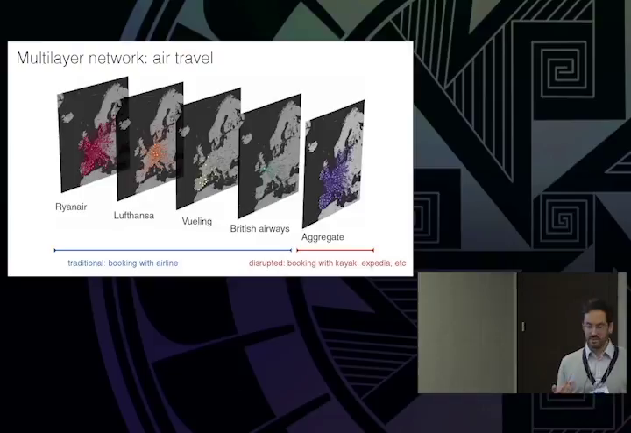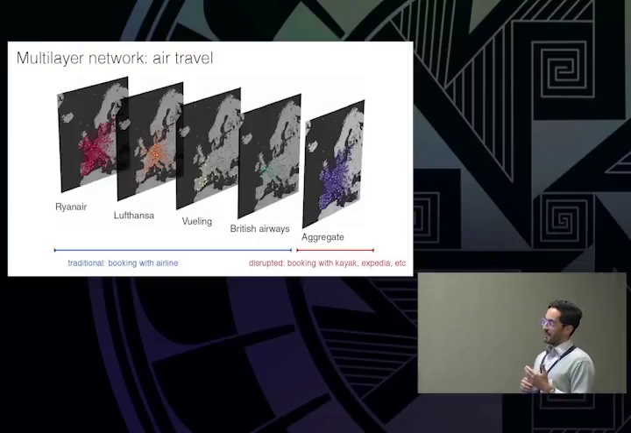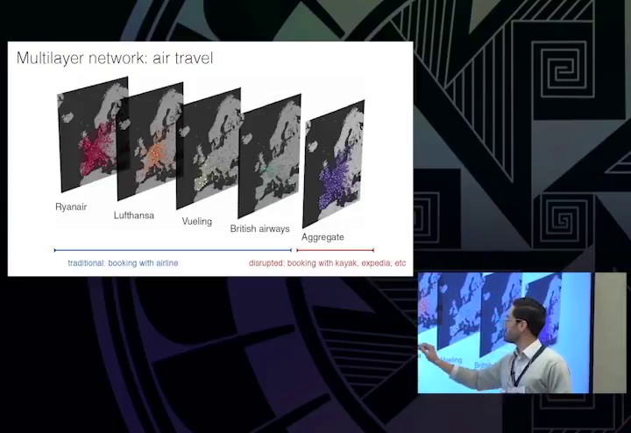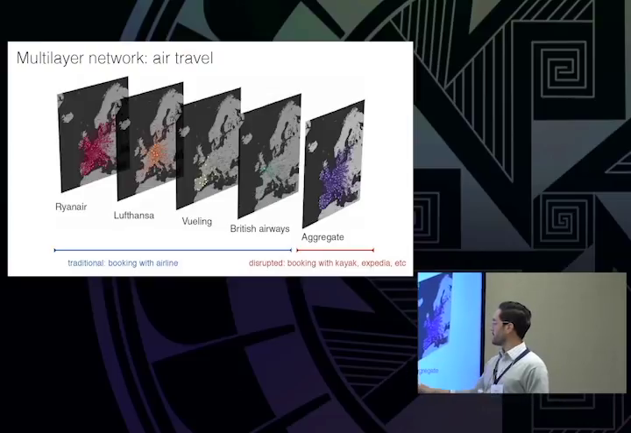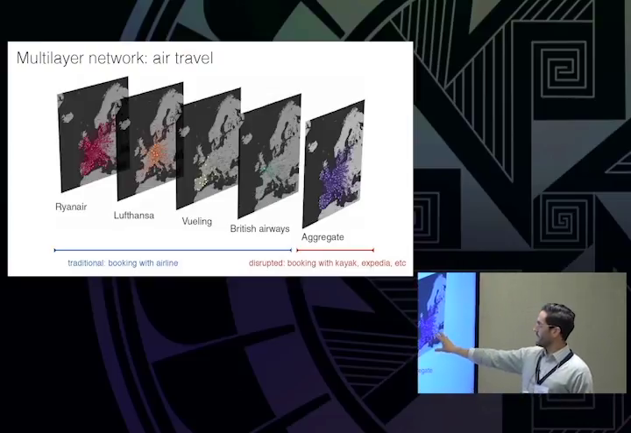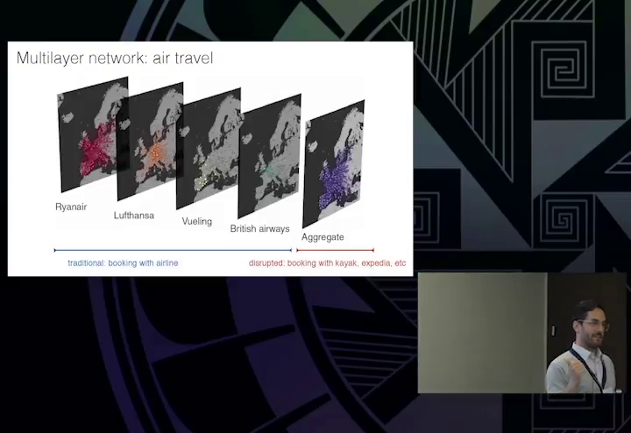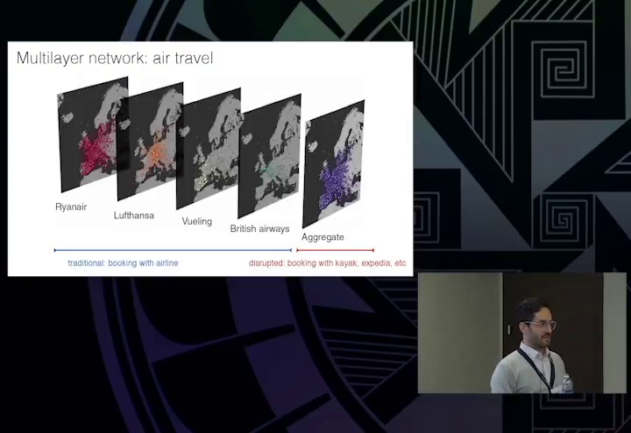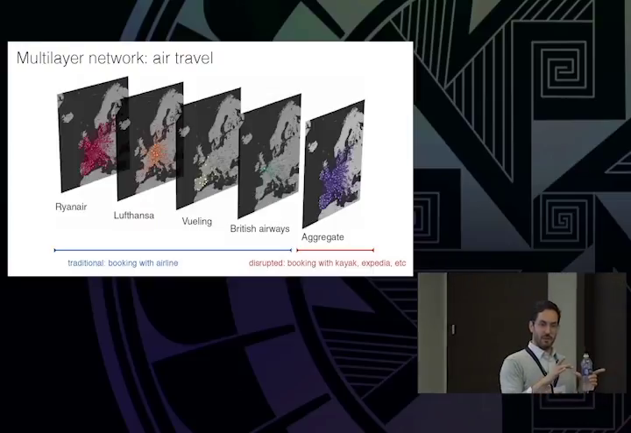But some more reasonable ones are things like air travel. So this was a study where they looked at the air travel network in Europe, and you can see what Ryanair's network looks like. Lufthansa, obviously very focused in Germany, Vueling, British Airways, and then the aggregate network. And there are a lot of cases where we're really only studying the aggregate network. But in fact, we could break a network apart into many, many layers.